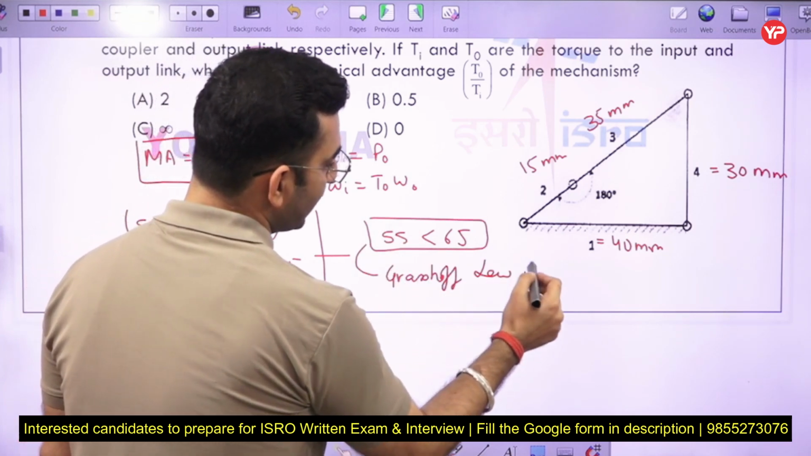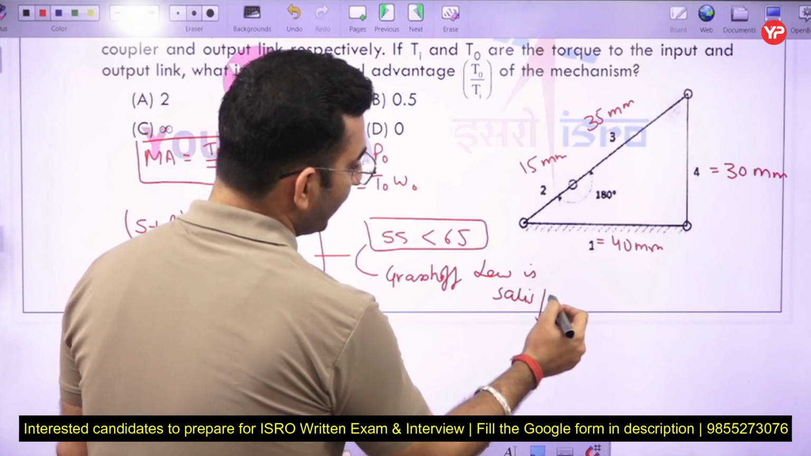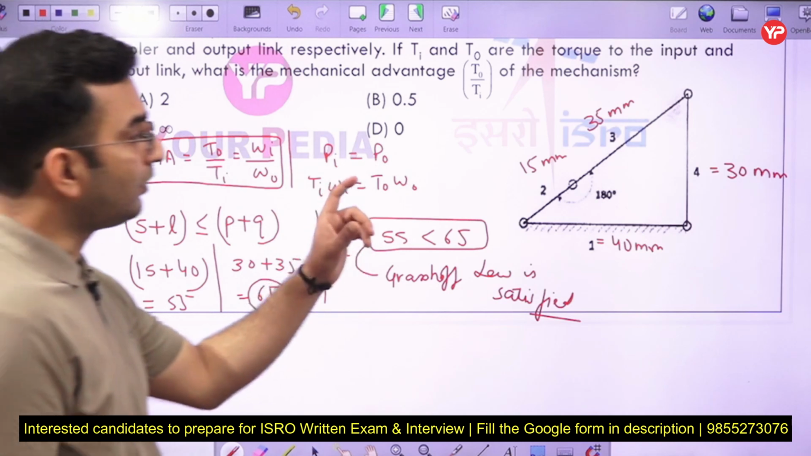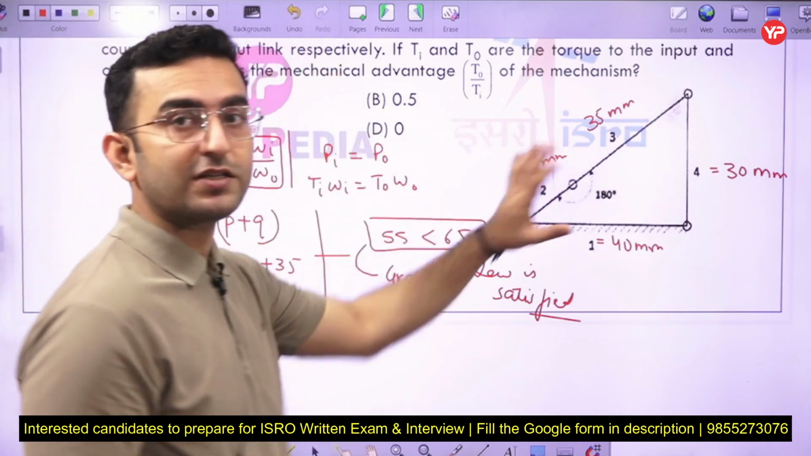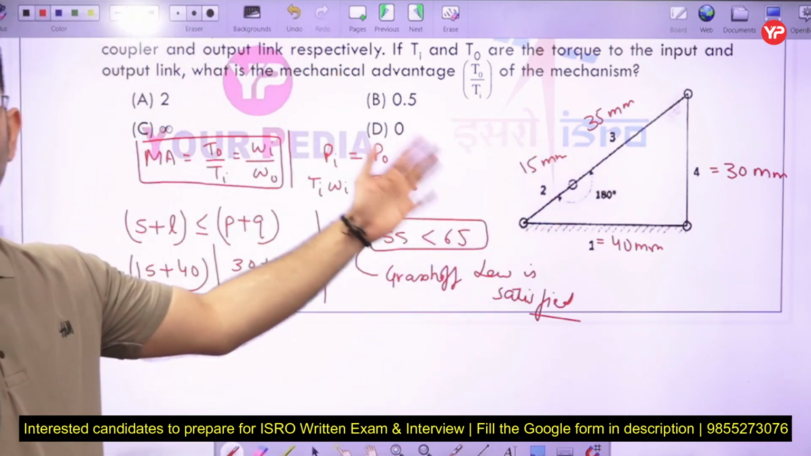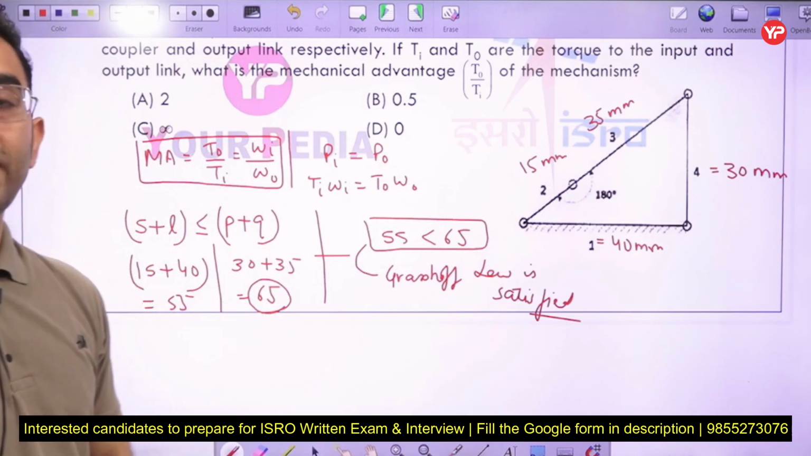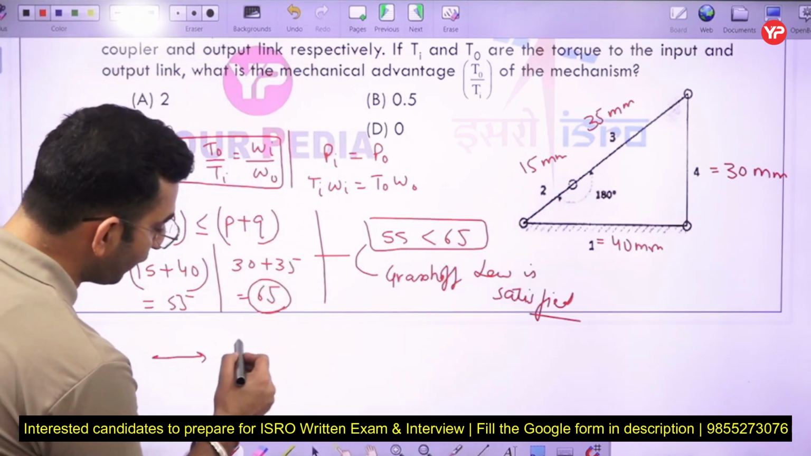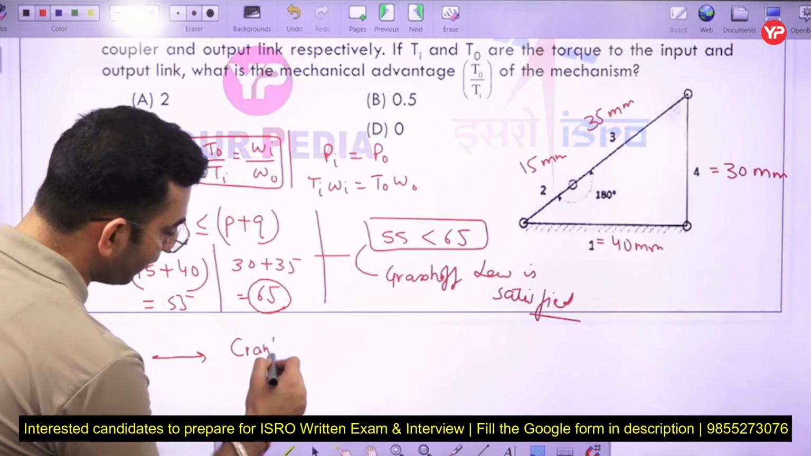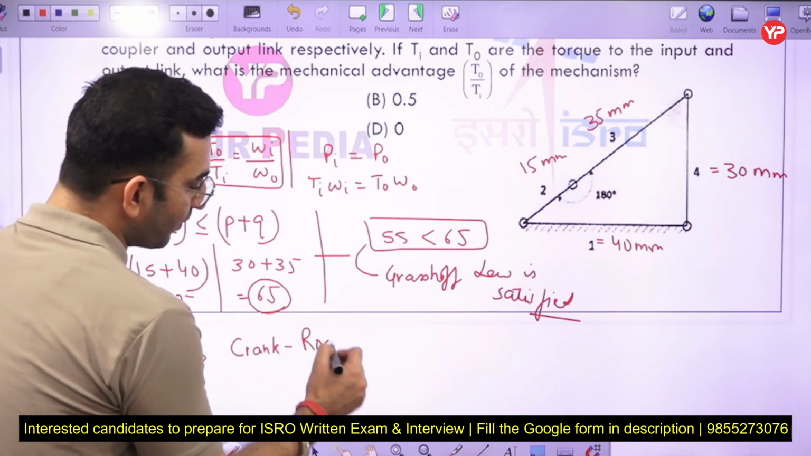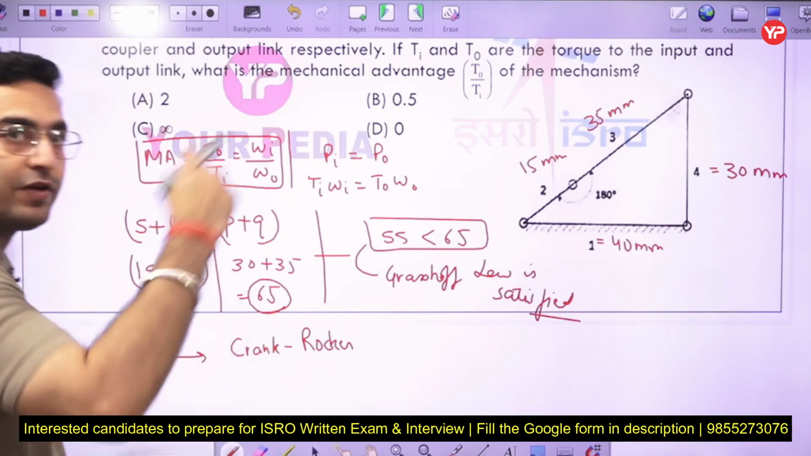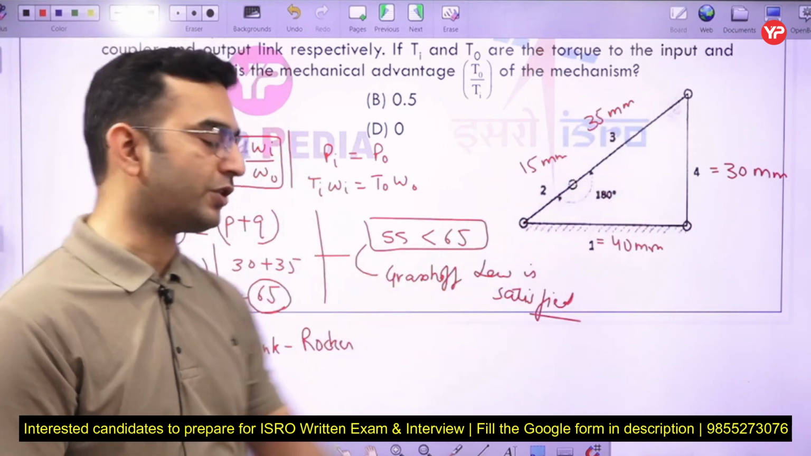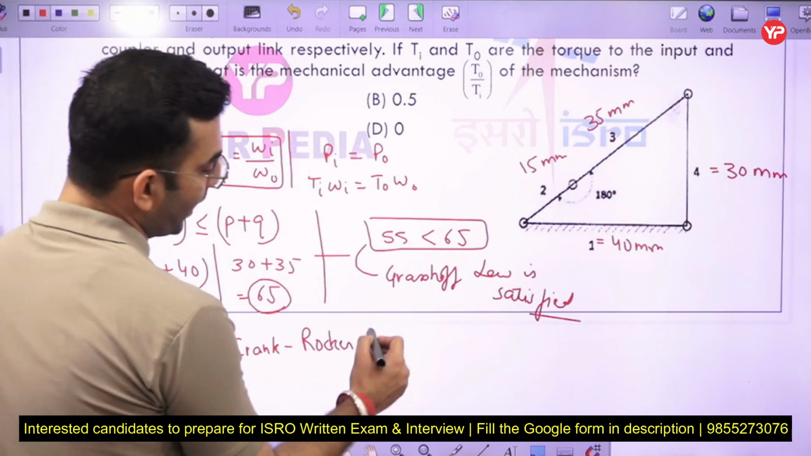Okay, Grashof law is satisfied. Now the next part is, in this case the shortest link is fixed adjacent to the fixed link here. So I can say this mechanism is basically an inversion of the crank rocker mechanism. Here we have a crank rocker mechanism in which the shortest link is having a full rotation, whereas the output link, the rocker, is having an oscillatory motion. So it is a crank rocker mechanism.